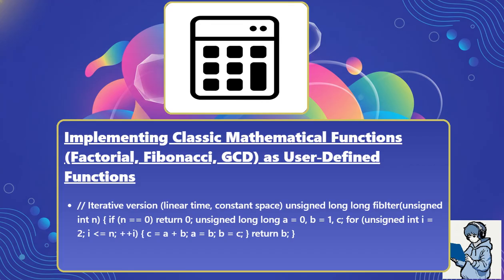Iterative version, linear time, constant space: unsigned long fib_iter takes unsigned int n. If n equals 0, return 0. Set a to 0, b to 1, c undefined. For i from 2 to n inclusive, increment i, set c to a plus b, set a to b, set b to c. End loop, return b.